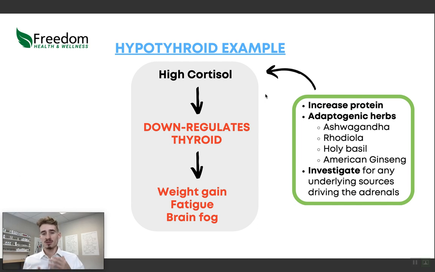For women, I always mention you want to have at least 75 grams of protein a day, if not more. For men, at least 100 grams of protein a day. This is going to help you balance your blood sugar. It's going to help regulate cortisol and stress hormones.